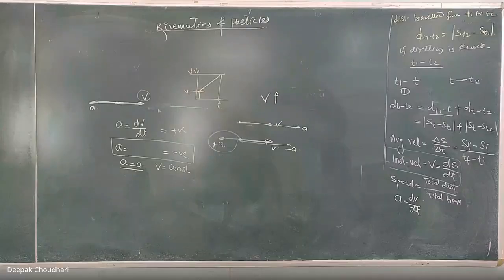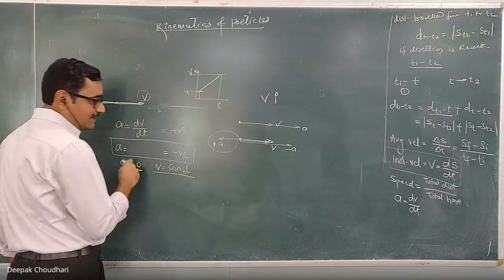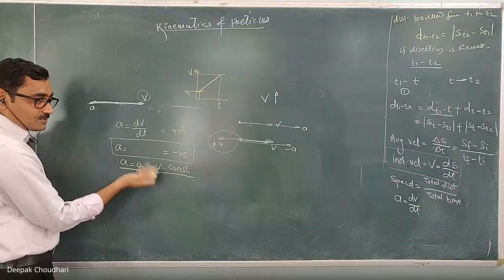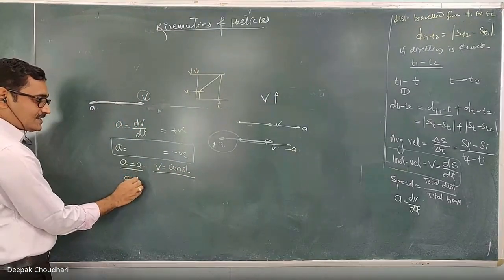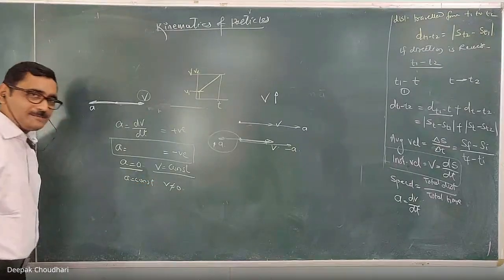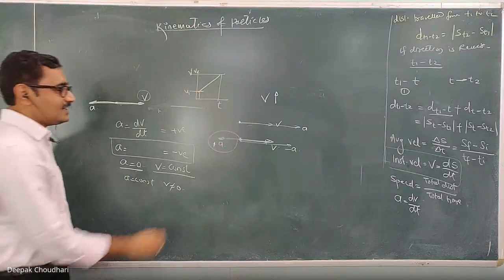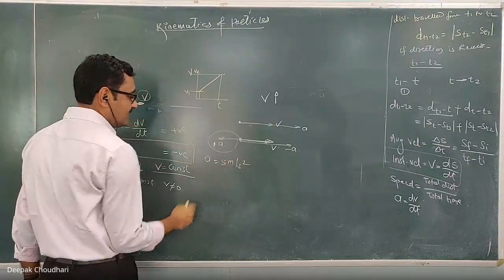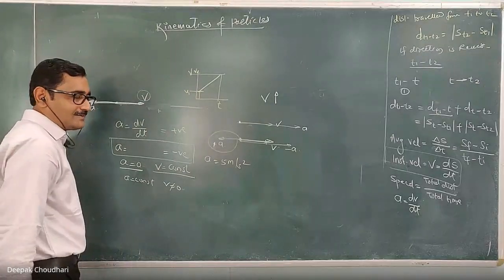Okay. A equal to 0 for V equal to constant, or vice versa. But reverse is not true. If A is constant, it doesn't mean that the velocity is zero. Acceleration is constant. Suppose the particle is moving with an acceleration of 5 meters per second square. इसका मतलब ये नहीं है कि velocity zero रहेगा.